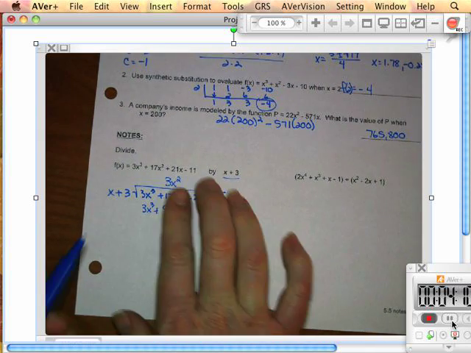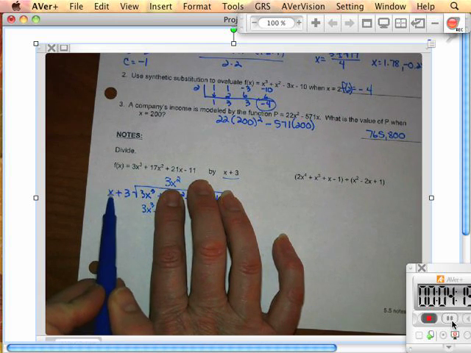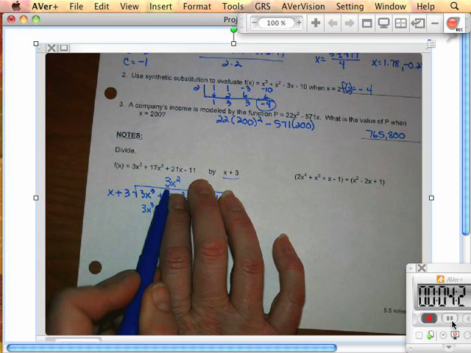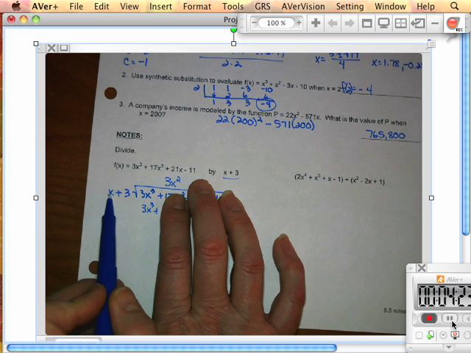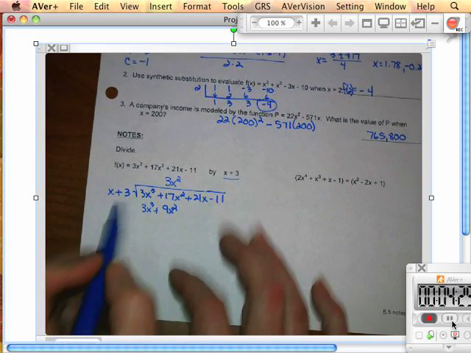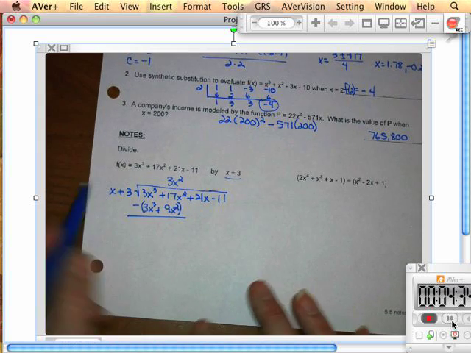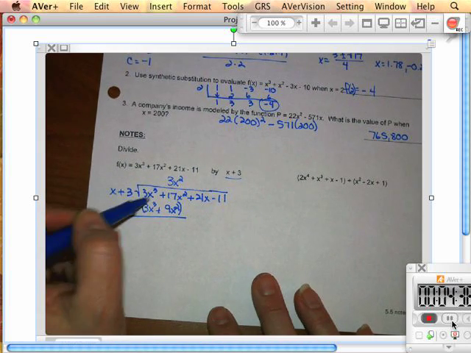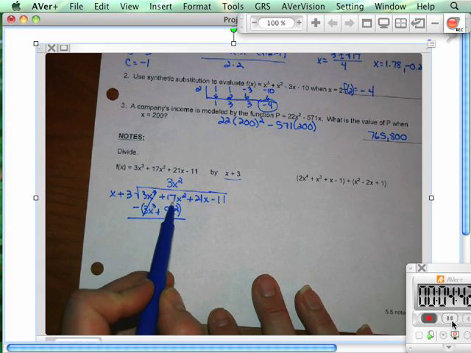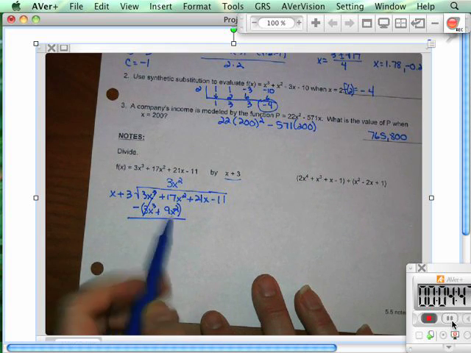Again, what I did was I looked at the first term here and the first term here, and I said, what do I have to multiply this by to get it to be that? I decided it was 3x squared, and then I multiply it by the x and write it right here, and then multiply it by the 3 and write it right here. I'm going to subtract this whole thing from what's above it. So 3x cubed take away 3x cubed cancels out, which is my goal. Then I have 17x squared take away 9x squared, and I'm left with 8x squared.